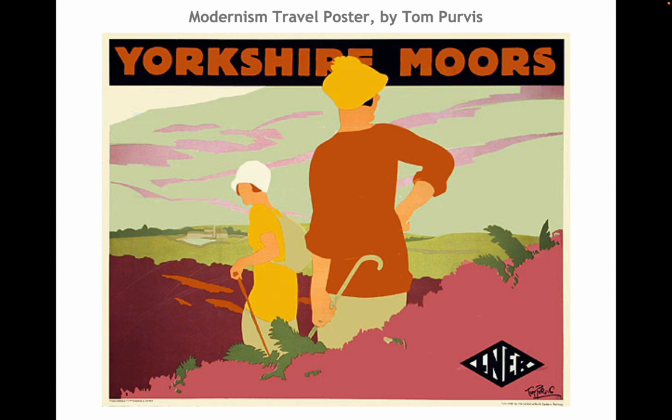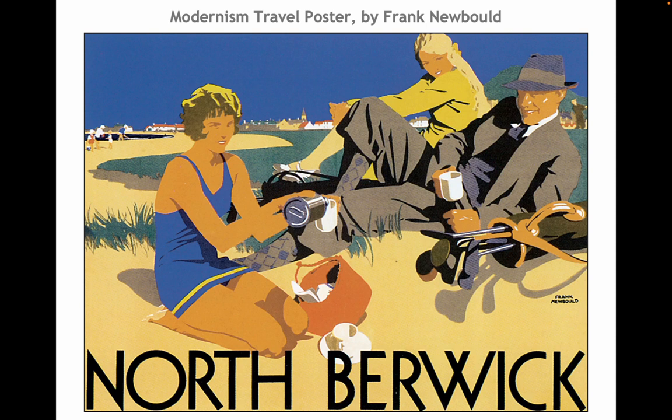Here is Frank Newbold's work. He uses some more detail in his character's facial features, including highlights right here, and he uses shadows as well. So that's a nice option if you have things in your composition that are beyond the landscape. They're extra elements like animals, or if you do decide to add people to your poster, that's something that you can do.